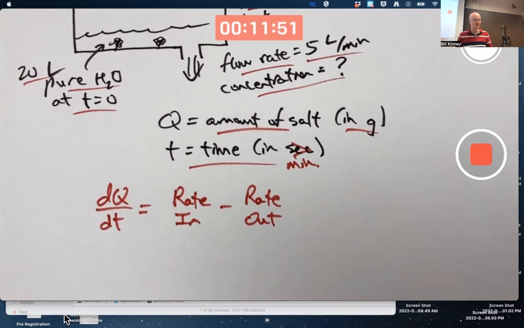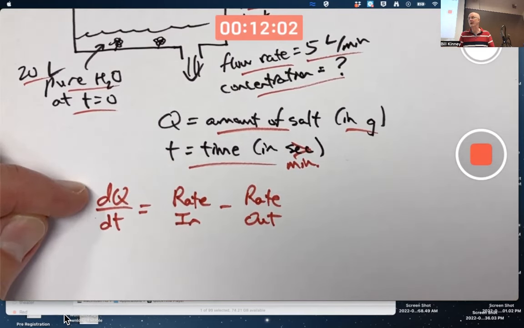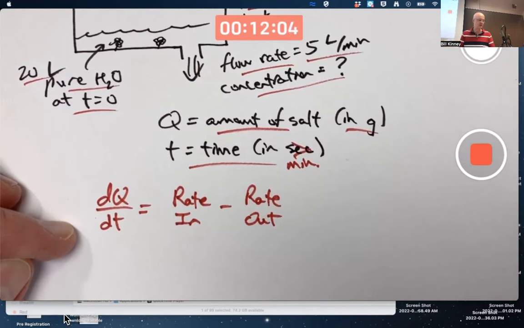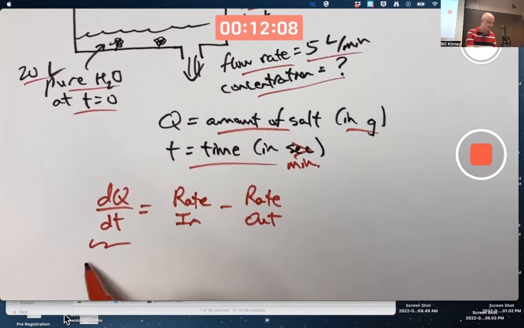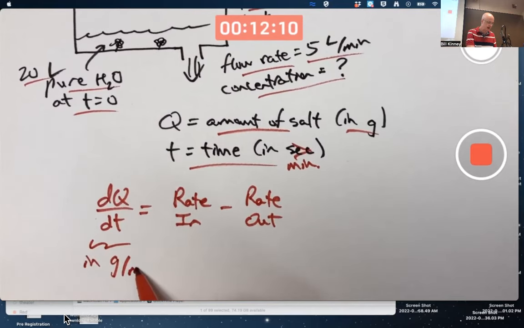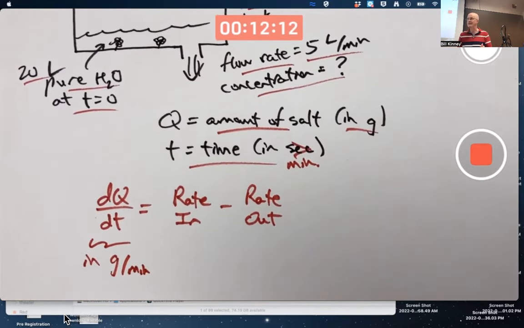In Calculus 1 that I'm teaching right now, we're talking a lot about Leibniz notation, dQ/dt in this case, emphasizing that the units for the derivative are the units of the variable in the numerator per unit of the variable in the denominator. So this would be in grams per minute, not liters per minute, but grams per minute, because we're talking about the salt, not the fluid itself with this differential equation.